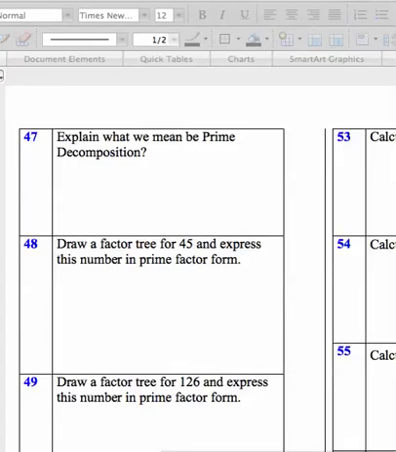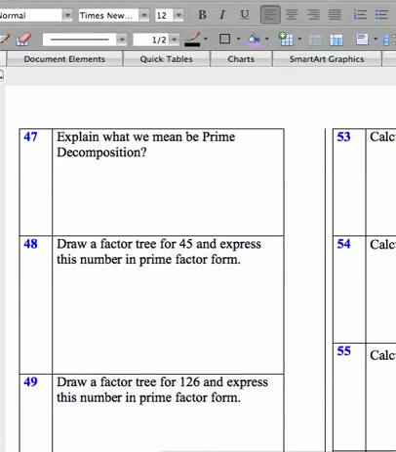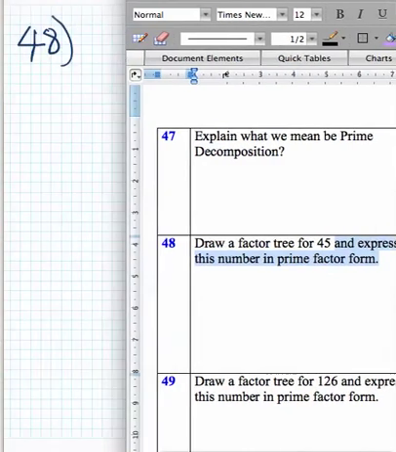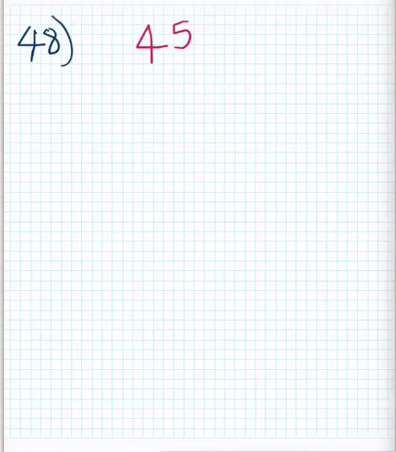So questions 48 and 49, they both ask the same thing. Draw a factor tree, in this case of 45, and express this number in prime factor form. Okay, so that's an important thing there. Express this number in prime factor form. Okay, so prime factors, we know what prime numbers are. So we're showing all the prime numbers, and it should look something like the question we did before. So keep that in mind. There's two parts to this question: a factor tree, and then our final answer, which we'll get to.